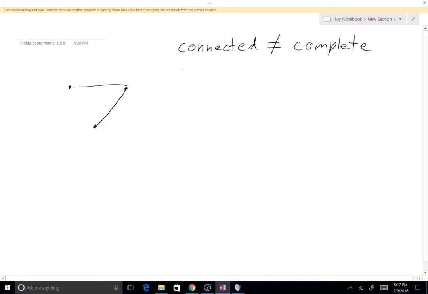You should probably also know, it may or may not ever come up, I don't know, but the idea of a connected graph is not the same thing as a complete graph. A complete graph is one that has every possible edge.